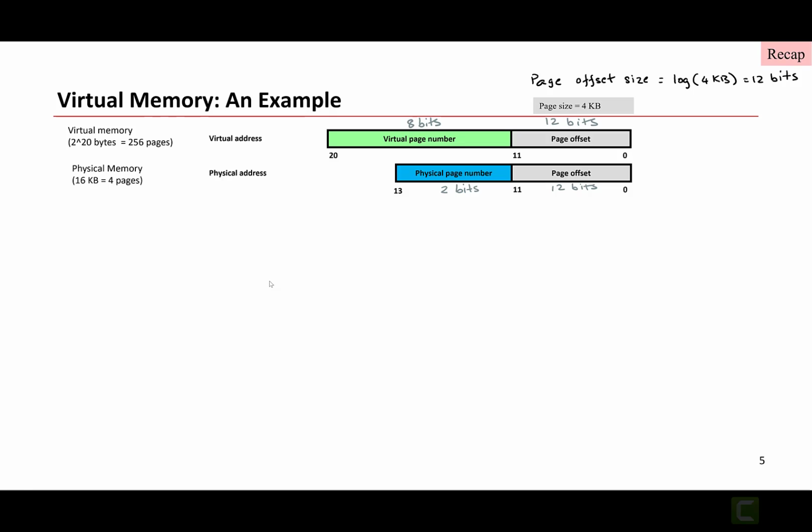The first thing to understand is that there are two addresses. One is a virtual address, which is the address that a load or a store instruction generates. The size of this address is defined by the ISA. In this example, I am assuming it to be 20 bits.